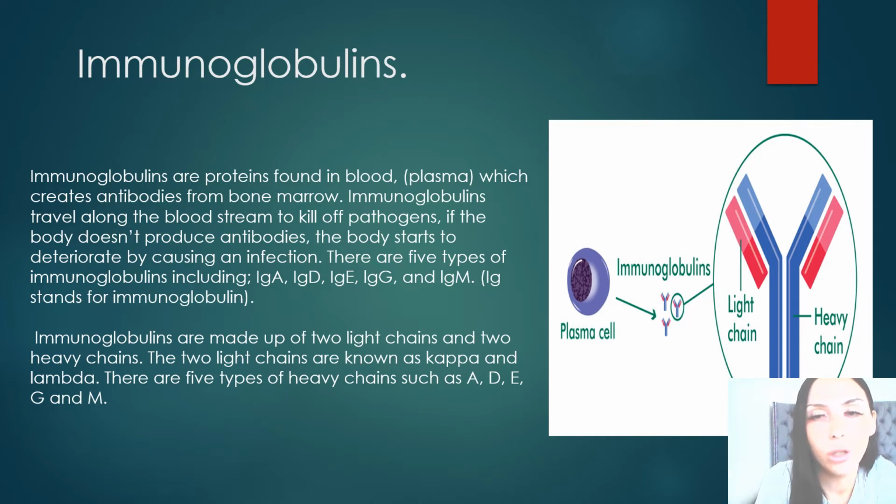Ig stands for immunoglobulin. Immunoglobulins are made up of 2 light chains and 2 heavy chains. The 2 light chains are known as kappa and lambda. There are 5 types of heavy chains, such as A, D, E, G and M. And on the right here we have a little diagram just explaining about the light chains, the heavy chains, the immunoglobulins as well as the plasma cell.